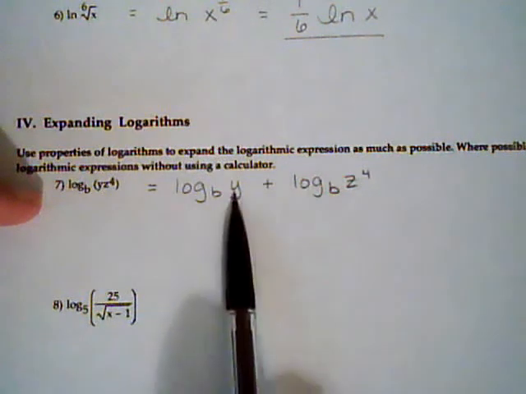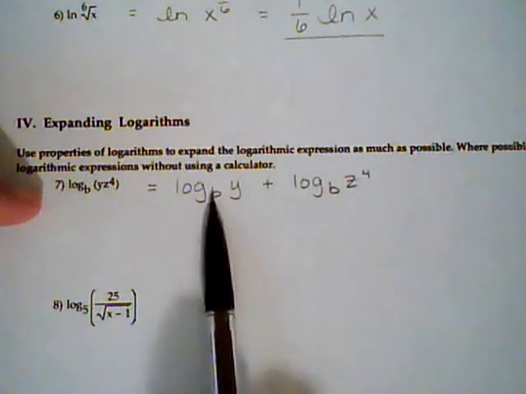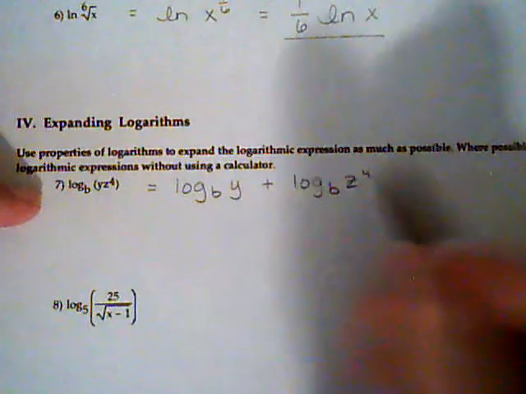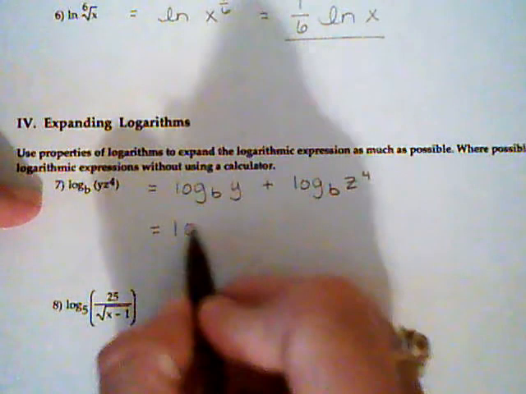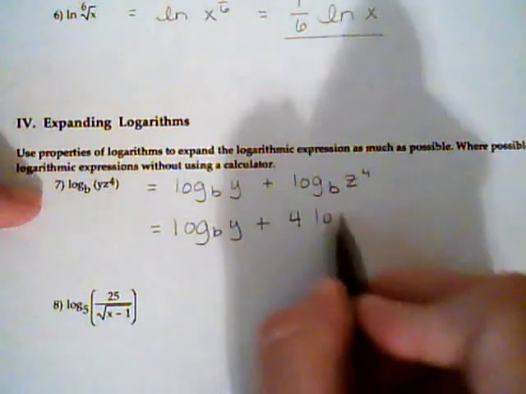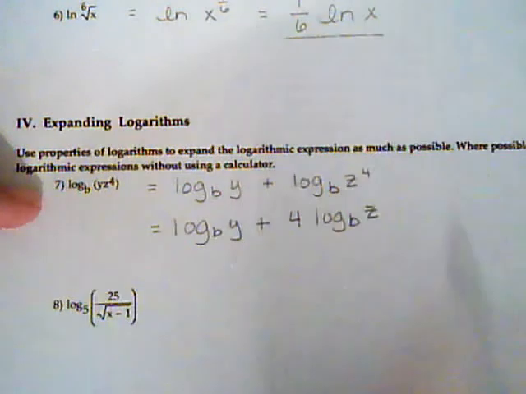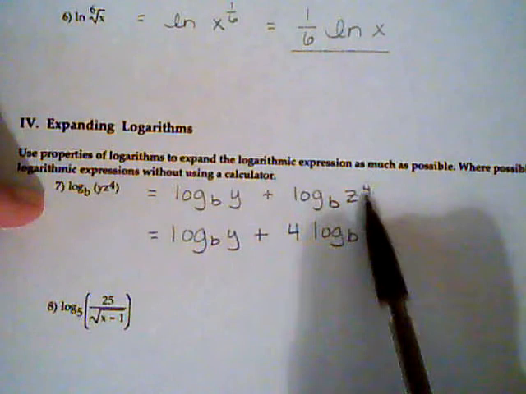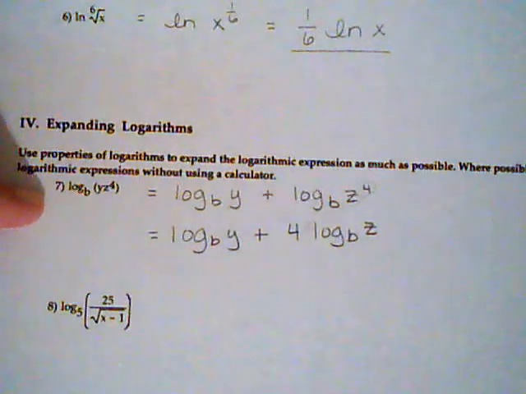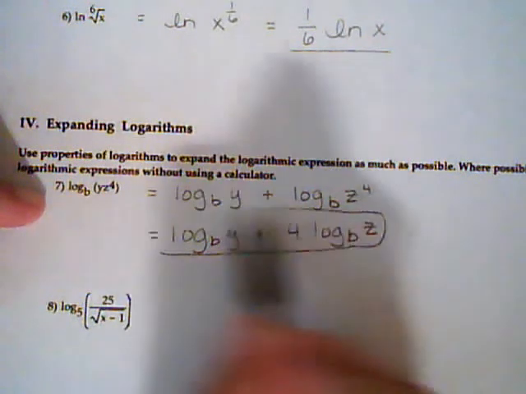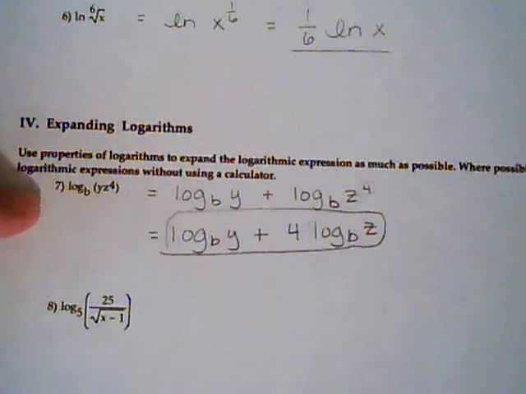Then I look at each argument, can't go any further with the first one, but the second one has an exponent. So I could reduce this to log base b of y plus 4 times log base b of z. Okay, whatever my exponent is here, by the power rule means I can bring it down to multiply. And then always look at each one to see if you can reduce or evaluate further, which we can't for these, so this would be your final answer.